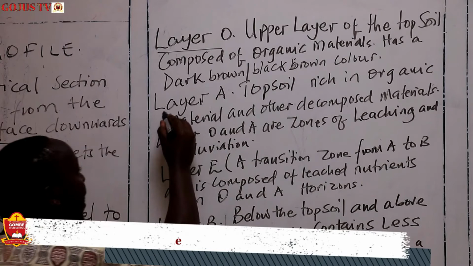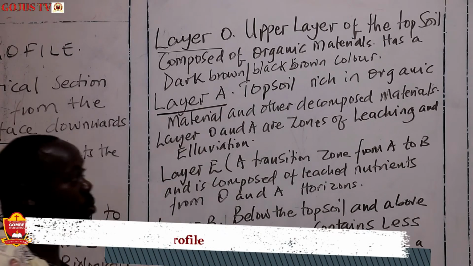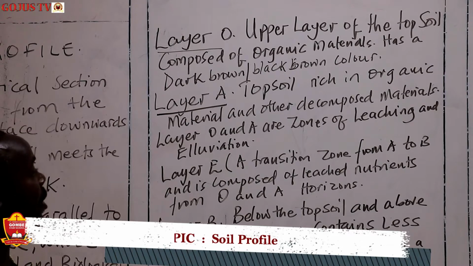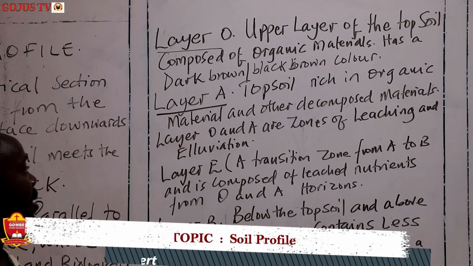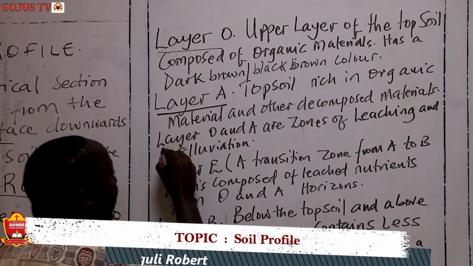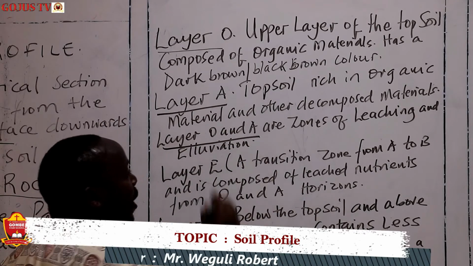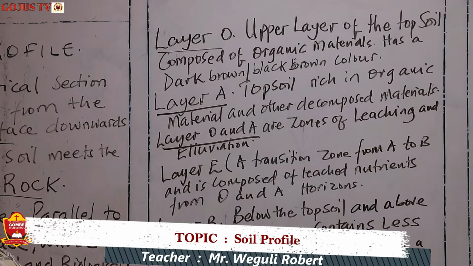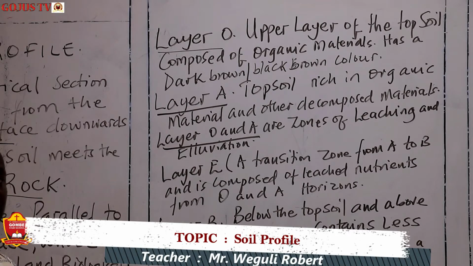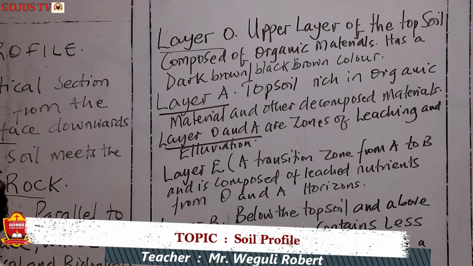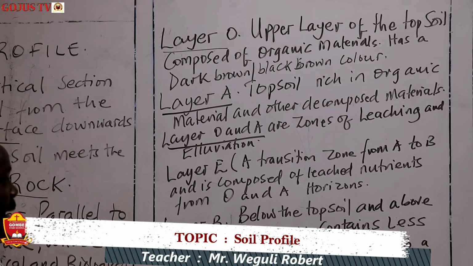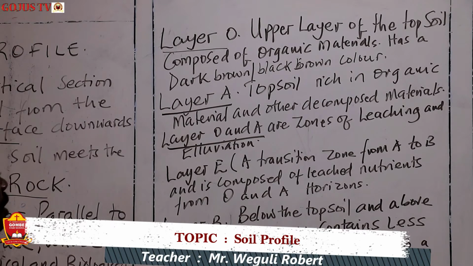Then you go to layer A, which is the topsoil. It is rich in organic material and other decomposed materials. And layers O and A are zones of leaching and eluviation. Zones where materials will be transported by the process of solution of dissolvable materials into the underlying layers. And that is leaching and eluviation.